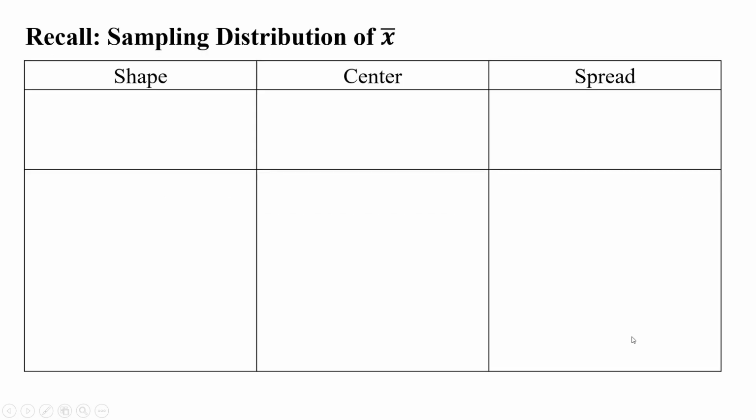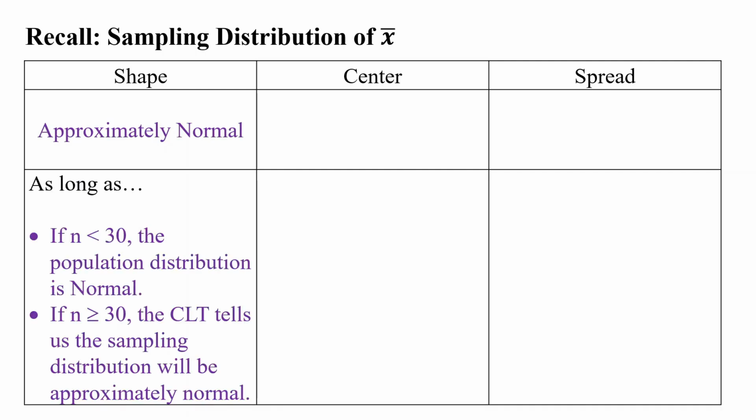distribution. So before we get into the difference in sample means, let's recall quickly the sampling distribution of a sample mean. So remember that the sampling distribution was approximately normal as long as either if n was less than 30, the population distribution should be normal, or if n was greater than or equal to 30, the central limit theorem says the sampling distribution will be approximately normal. So far, those are our two guidelines. Now, as we move into statistical inference, those guidelines are just going to change a little bit, but this is the foundation for it.